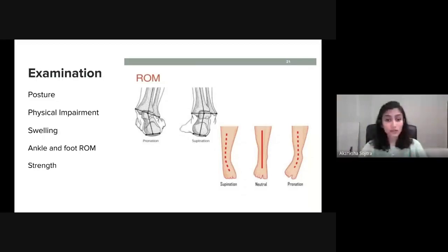Swelling, is there local swelling? Are they not able to bear weight on that foot? Ankle range of motion and your foot supination, pronation ranges, and normal strength testing that we do, dorsiflexion, plantarflexion, inversion, eversion, isokinetic testing.